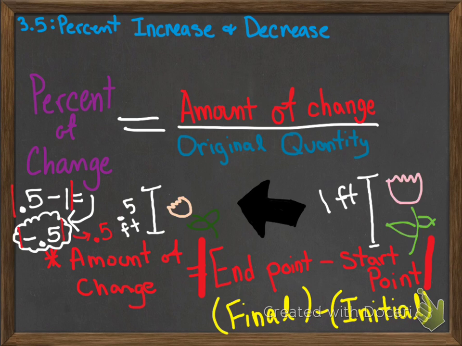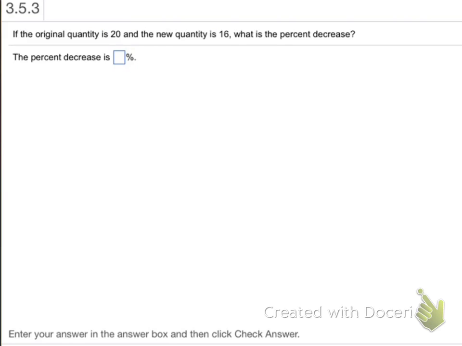If you want to do absolute value symbols and do it that way, so if it helps your brain to write it out, that's fine too. So this is all 3-5 is. It's just percent increase and percent decrease. So I'm going to do 3 homework problems, and then that's it, okay? So here's a homework problem.